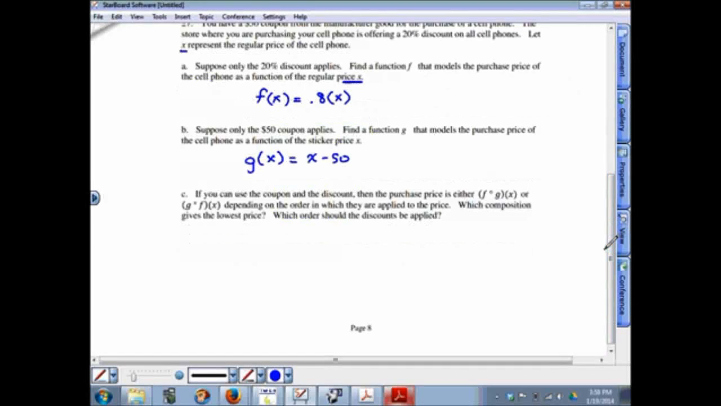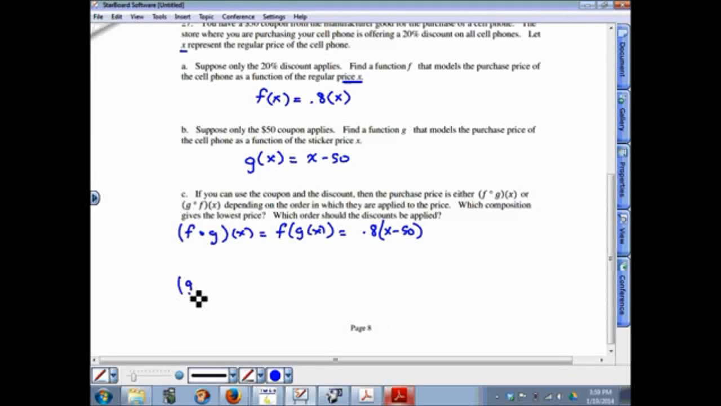Now if we want to use both of them, there's going to be a composition function. We can use the coupons in different orders, and what we're trying to figure out is, does it matter? Is one more advantageous than the other? So f of g of x means we're going to apply, well, let me write it this way, f of g of x. First the sticker price is going to be in the g function, so first we're going to take the $50 off, and then we're going to get 80% off of that. So that's going to be 0.8 times x minus 50.